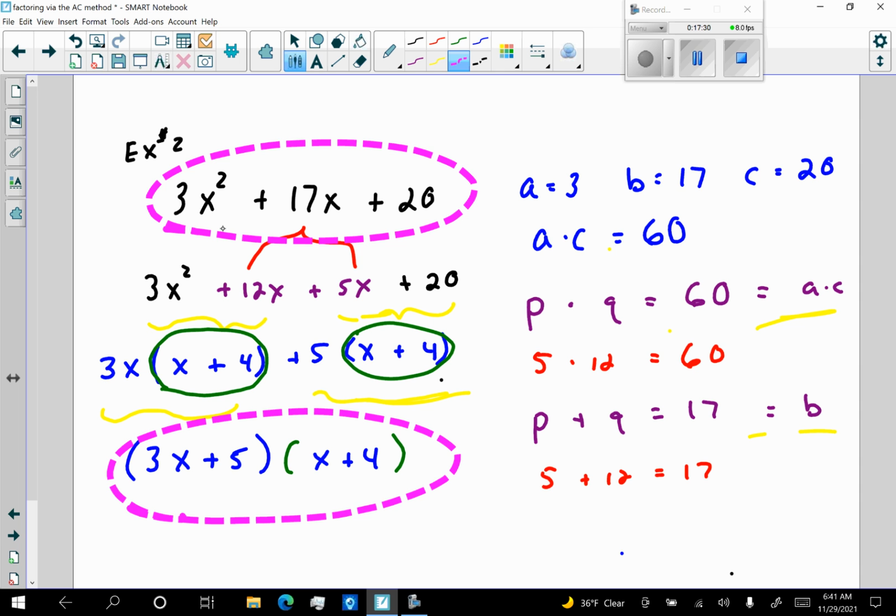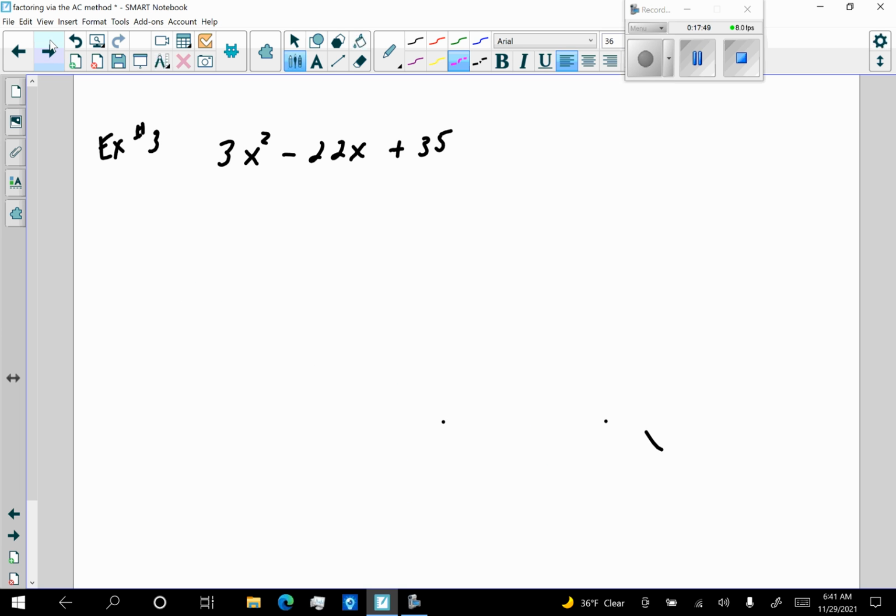It works really nice. So I'm going to give you one more example to give it a try on your own and see if you can do it. Yes, George, in the back, you can pay attention and you can try this example. You as well, Alexis. So here you go. Here's a final example: 3x squared minus 22x plus 35. So give that a whirl. I'm going to pause the video. And let's see what you can do.